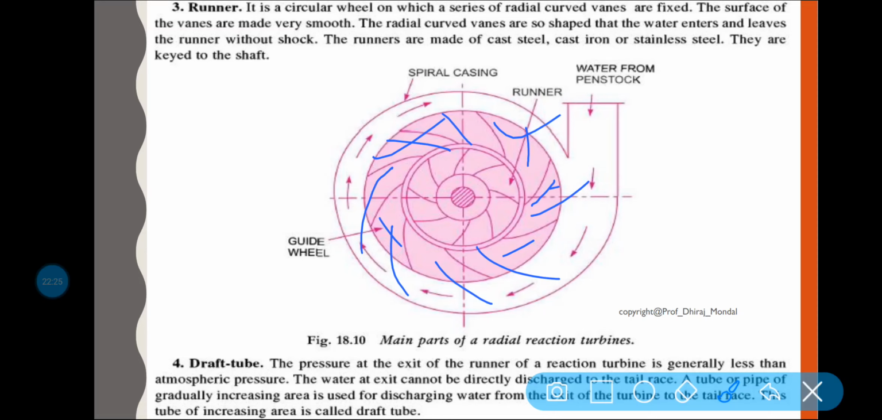It is fixed, and it is used to prevent shock or pressure fluctuation in the water, and a smooth operation can be achieved by the help of this guide mechanism.